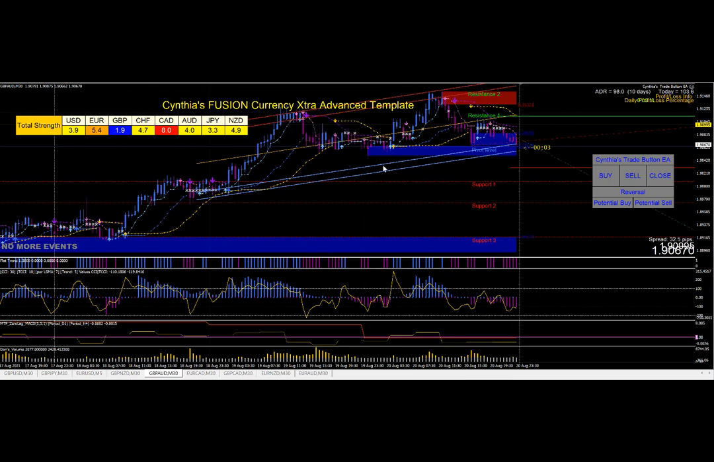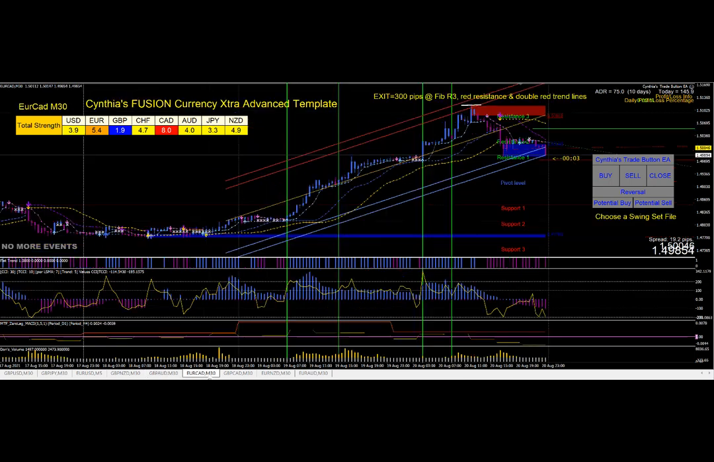And then the next day, Friday, this one moved a little bit better, and this was your entry after a pullback. You had another entry here, and then price poked into the red resistance double trend channel, and that would have been your exit. And then to confirm, here's your Fibonacci resistance too. So make sure you're out of your trade.